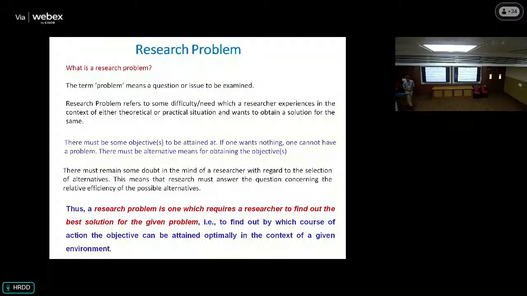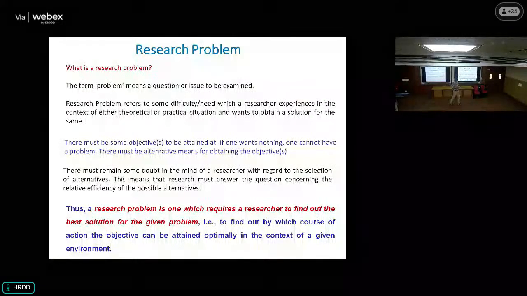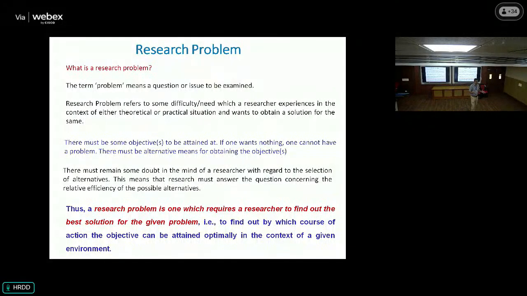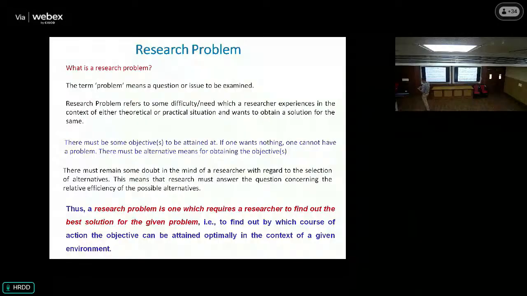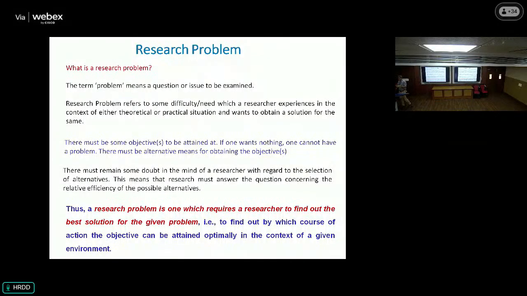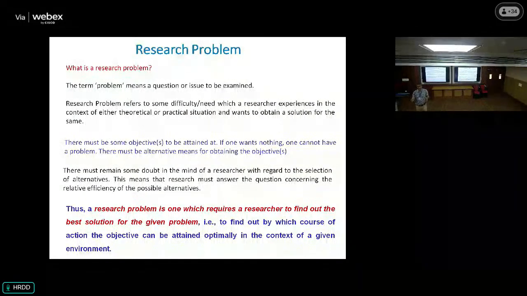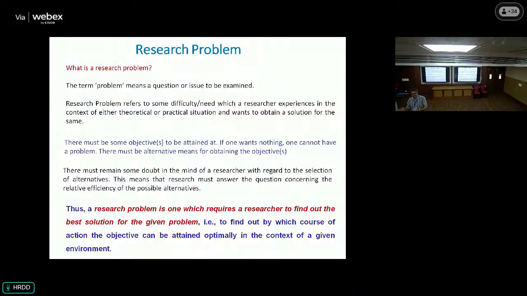So what is a research problem? The term problem means a question or issue to be examined. We face multiple problems in life. Every day we are facing some problem or the other. You are facing problems in the hostel probably, or food, now after you have joined. So the most important problem for you must be the research problem, right? You should be concerned always with the research problem. Then the other problems you will slowly keep on minimizing. So the term problem means a question or issue that you will examine.